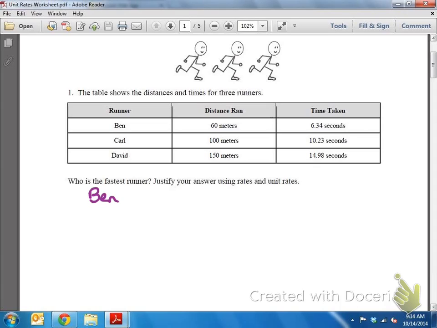As we talked about, I have distance and time, and typically when we're measuring unit rate, time will always be in the denominator. So that will mean 60 meters divided by 6.34 seconds. We already know that they ran different times and different lengths, so we want a denominator of 1, meaning we want a unit rate. How do I get from 6.34 to 1? I have to divide by 6.34. And 60 divided by 6.34 gives me 9.46 when I round. So Ben ran 9.46 meters per second.